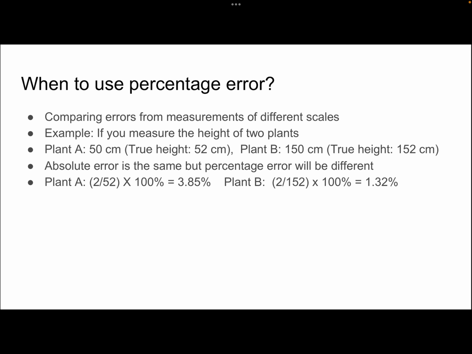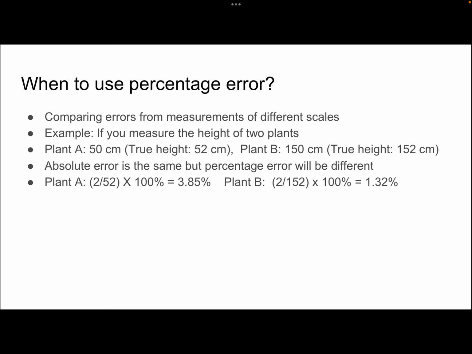Let me show you how these calculations are done. To find the percentage error, we first find the difference between the measured height and the true height. The difference for both plants is 2. But in plant A, the true height was 52. Remember the formula for percentage error: you take the difference, divide by the exact value, and multiply by 100%. So we take 2, divide by the actual value, 52, times 100%, which gives about 3.85%. We do the same for plant B and get 1.32%. Now look at the difference. That's almost 2.5% difference between plant A and B.